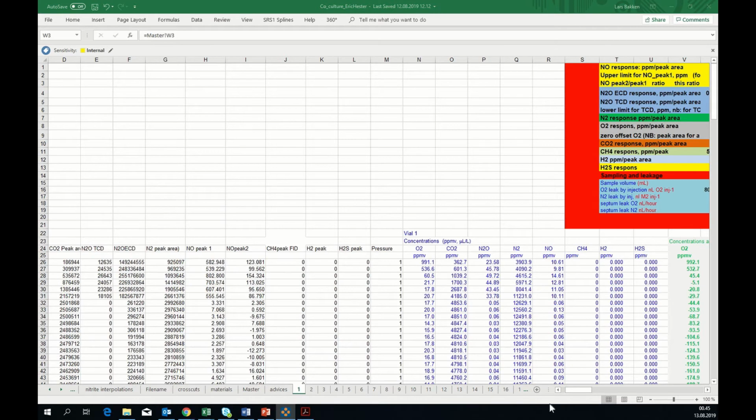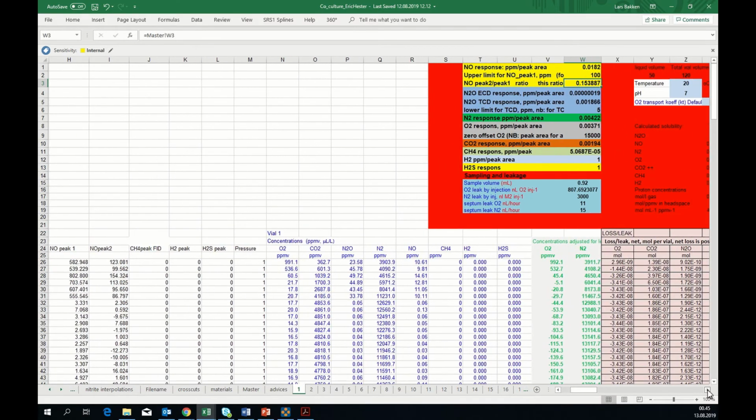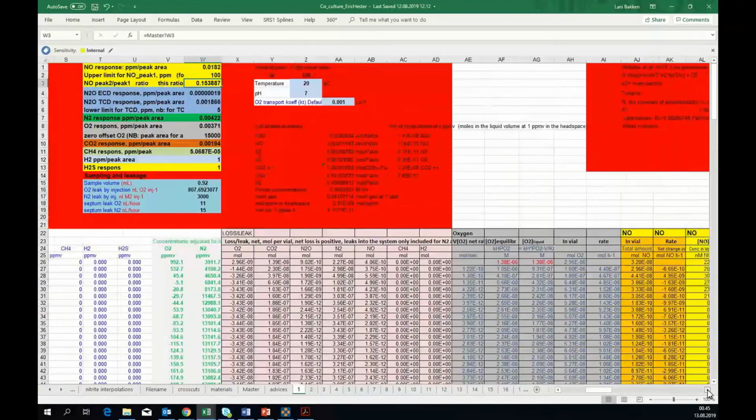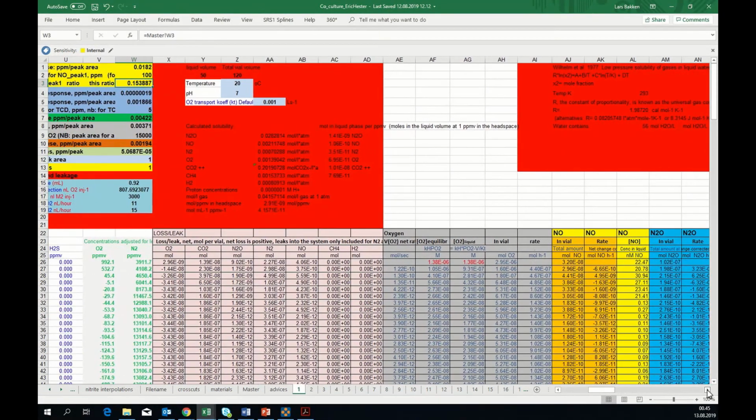If we go further to the right, we find two green columns, which are extremely important, but I will tell about those later. And then we go to the sheet for the different gases. Just ignore what's on top here, I'll come back to that.